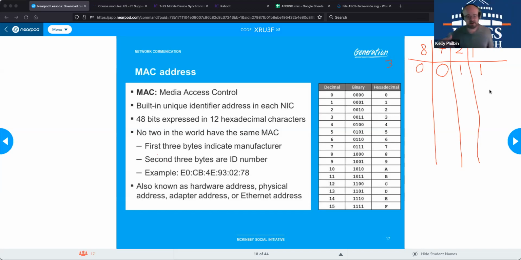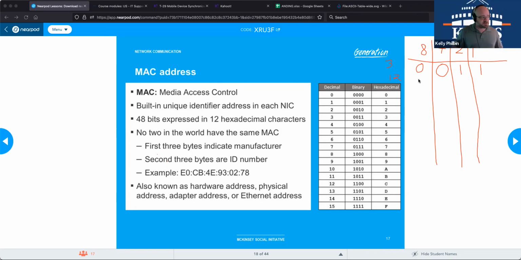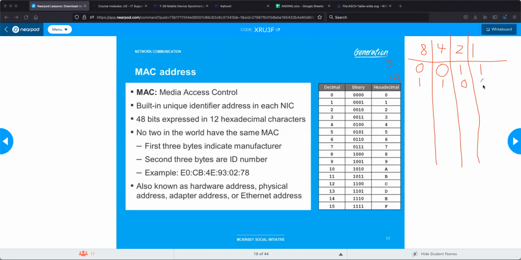Now, give me another number, like give me something higher than 10. 12. Okay, so we have 12. Can we subtract 8 from 12? Yes. All right. So what do we do? 1, right? What do we have left? 4. Can we subtract 4 from 4? Yes. All right. What do we have left? 0, because we have nothing left, right?